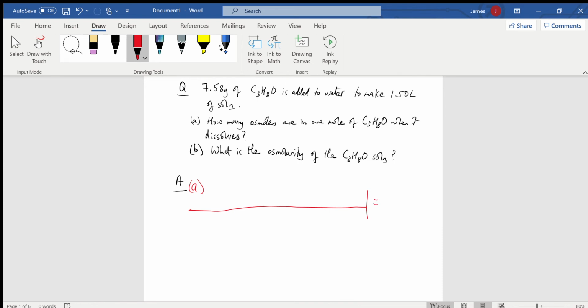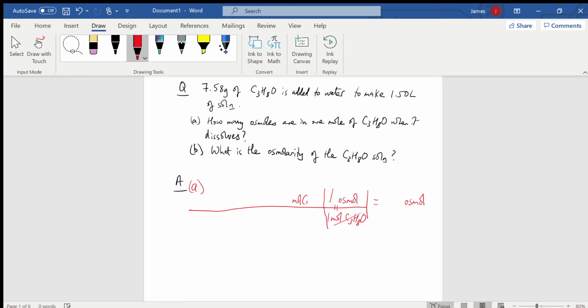Okay, so I need osmoles. Now, because C3H8O is a covalent compound, it's a non-electrolyte. So it doesn't split up into ions, for example. So it's got a 1-to-1 osmole to mole ratio because it's just one object, one lump of material. So 1 osmole is the same in this case as 1 mole of C3H8O. In other words, 1 mole of this stuff doesn't split up into anything, so it's just 1 osmole.